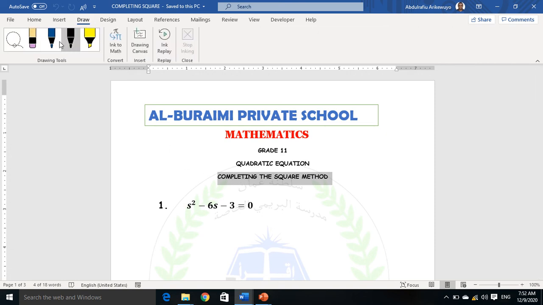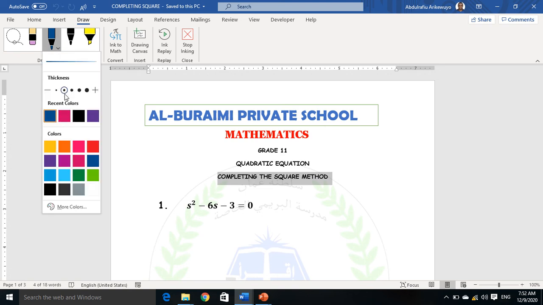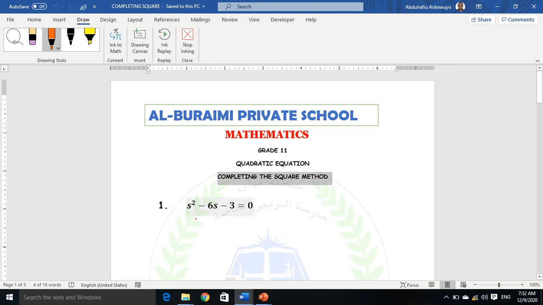Okay, now we have a question. The question says s squared minus 6s minus 3 is equals to 0. That is the question. Now this question, we want to use the method of completing the square, and I'm sure you are going to enjoy it.